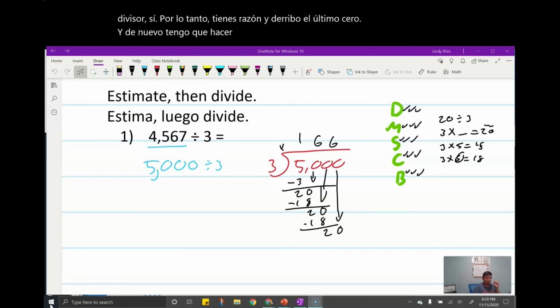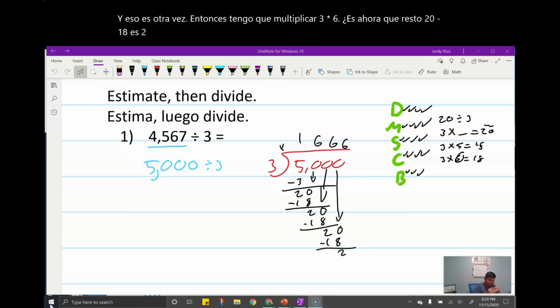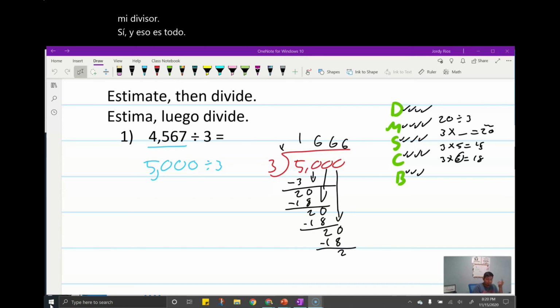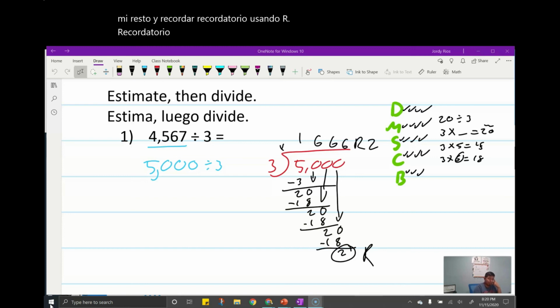So now I'm dividing 20 by 3 again. And that's 6. Okay. Then I have to multiply. 3 times 6 is 18. Now I subtract. 20 minus 18 is 2. Now I check to see if my answer is smaller than my divisor. Yes, and then that's it. There's nothing else to bring down, right? So therefore 2 is my remainder. And remember, remainder use an R. So the remainder 2. Okay, so then this is my answer.